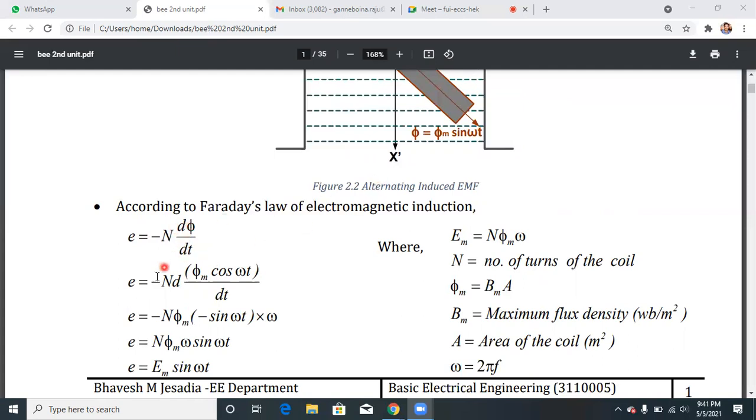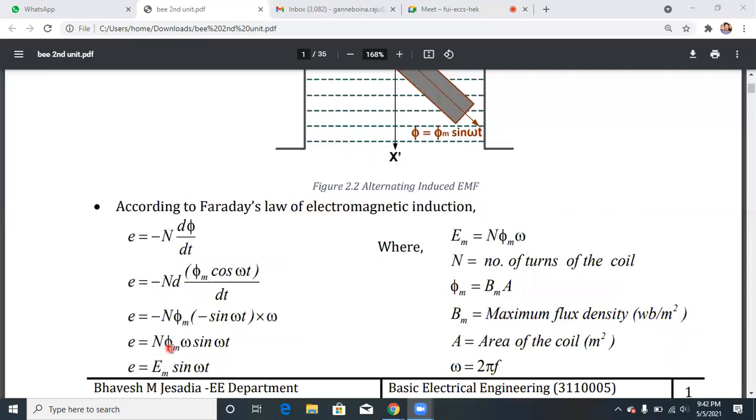Substitute here phi equal to phi m cos omega t, then you will get it like this. E is equal to minus n phi m into minus sin omega t, with omega constant. So E is equal to n phi m omega sin omega t, that is, E equal to Em sin omega t. Here Em is called the maximum value of the induced EMF.